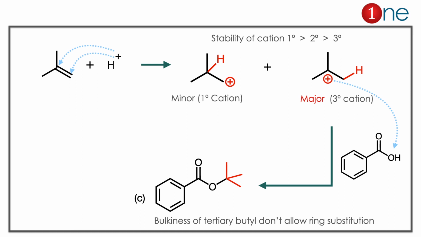Here you have to learn two important things. One is cation stability. Cation stability is a very basic one. It always dictates the reaction. Here, the tertiary cation. The second thing is the bulky attacking species. Bulky attacking species always attack at the terminal, not at the ring in the benzoic acid system.